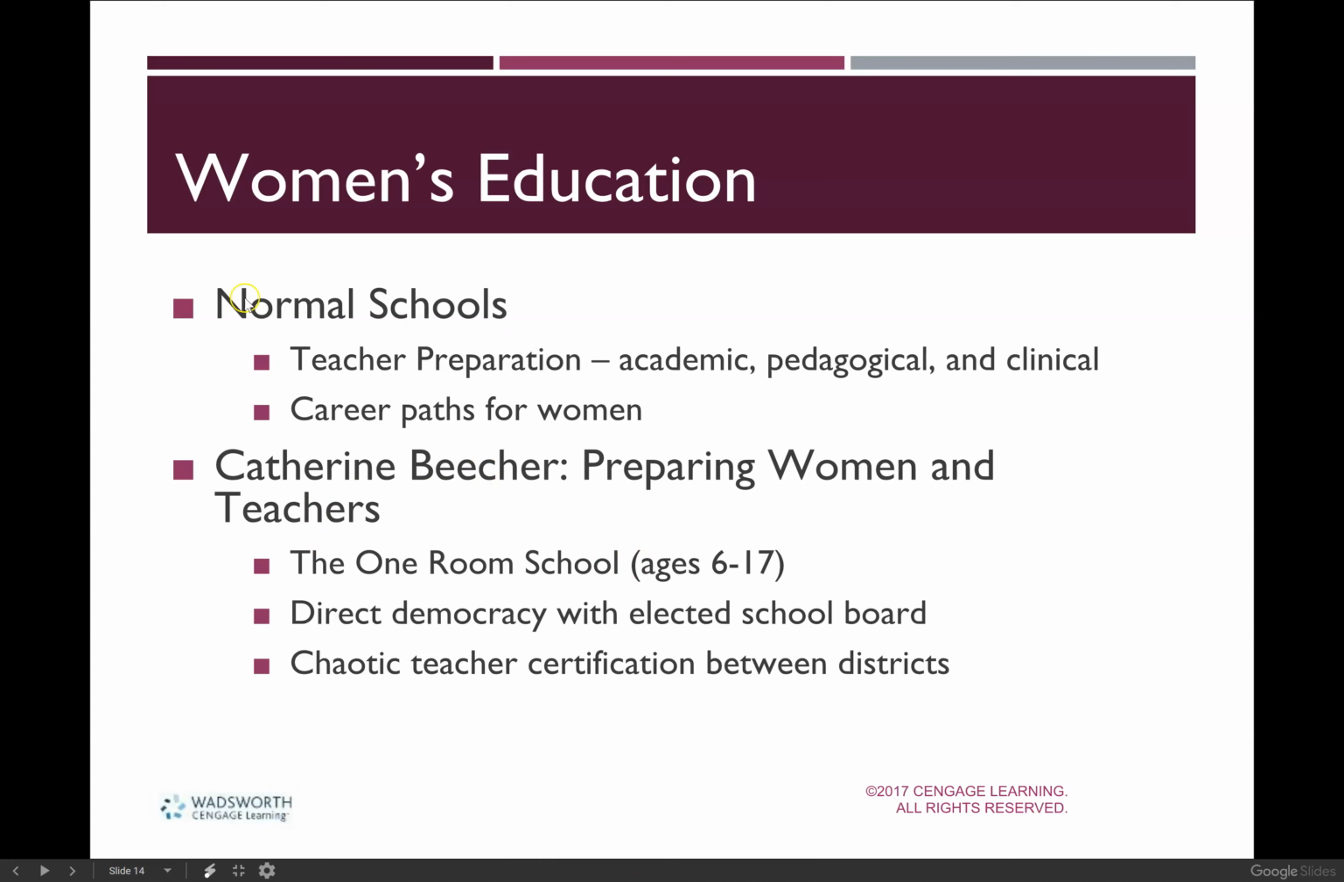All right. So we have the normal school. We had teacher preparation, and these teacher preparations were the first career paths for women. And so women were allowed to go to college, and for the most part, they were developed into teachers. And we had Catherine Beecher, who took on this role, and we can see the one-room schoolhouse. I know some small rural communities still have something similar to this. A direct democracy where people were elected to the school board.